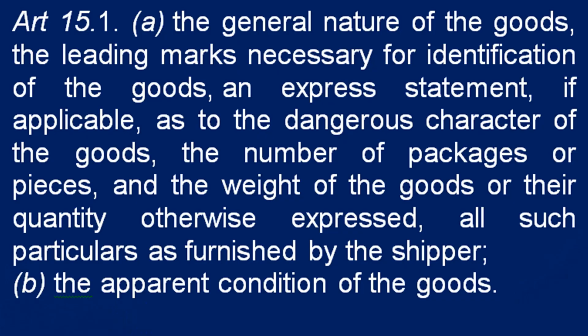Let's look at the Hamburg Rules first. Article 15.1(a) says that the general nature of the goods, the leading marks necessary for identification of the goods, an express statement, if applicable, as to the dangerous character of the goods, the number of packages or pieces, and the weight of the goods or their quantity otherwise expressed, all such particulars as furnished by the shipper. Article 15.1(b) says that it should also describe the apparent condition of the goods.